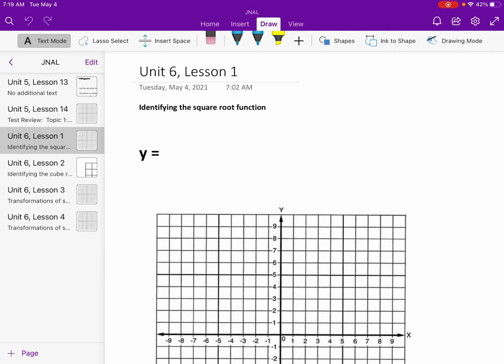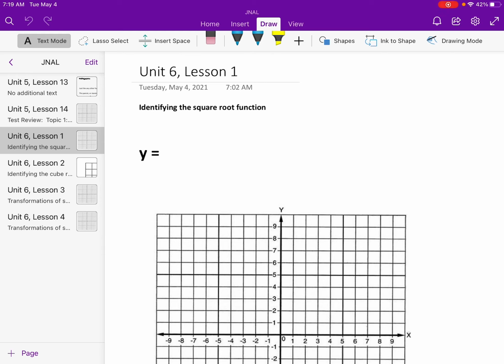Now, if you watched the Unit 5 videos, they were actually out of order. I mean, not out of order, but I accidentally said the wrong thing. I said that Lesson 13 was Lesson 12, and Lesson 14 was Lesson 13. But anyways, this is a new unit, so we had rational functions, now we have radical. So don't get mixed up.